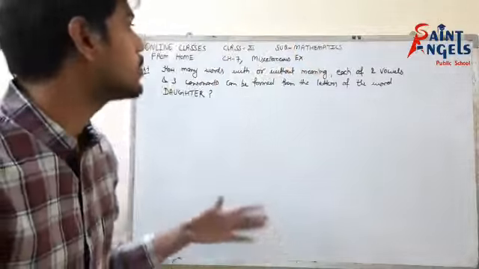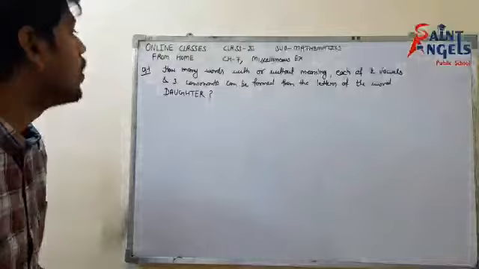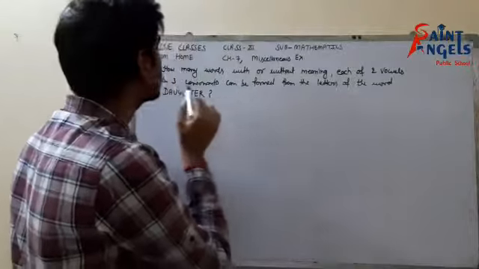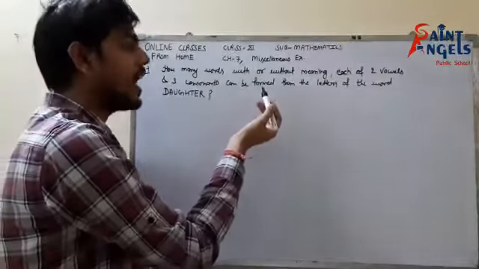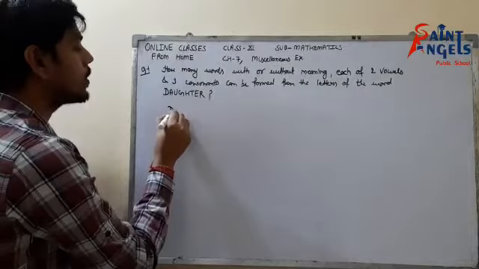So today we are going to start the miscellaneous exercise of chapter 7. And the first question is, how many words, with or without meaning, each of two vowels and three consonants can be formed from the letters of the word daughter? Okay, so we have the word daughter.